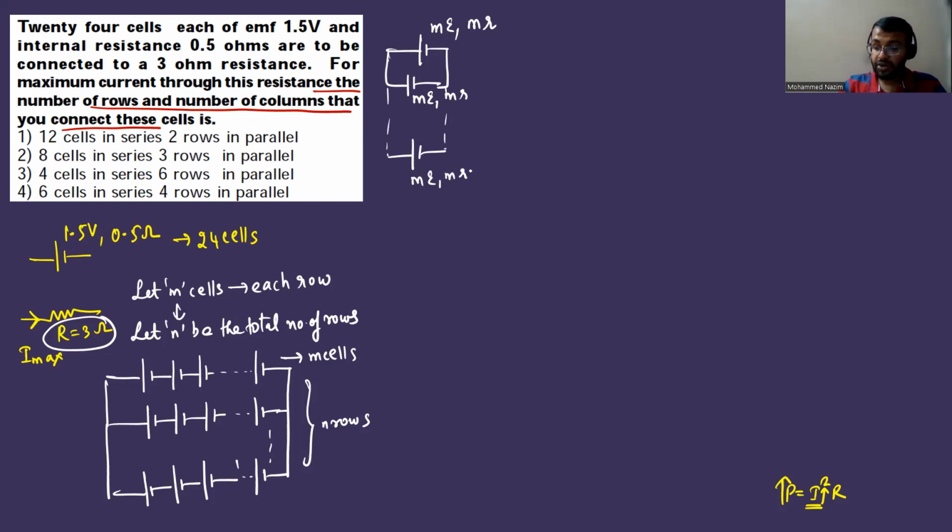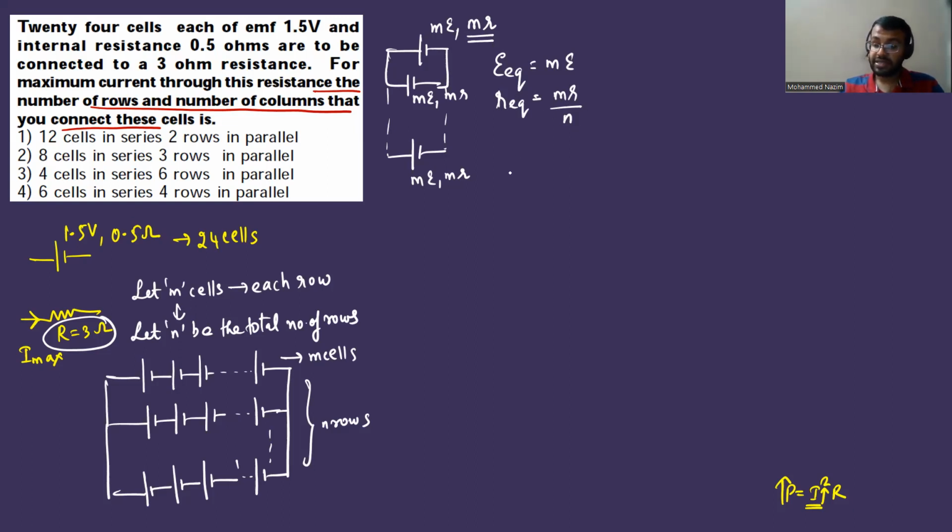So if n rows are there, what will be the equivalent EMF? Just now we learned that it doesn't depend upon the number of branches. If the EMFs are all the same, you can see ME, ME, ME, ME. Even if you connect 100 cells in parallel, it is still going to be ME. But what about the equivalent internal resistance? In one branch it is MR, and n rows are there, so it is going to be MR divided by N. R is the resistance in each branch; if there are N branches, you divide by N. ME and then MR by N.